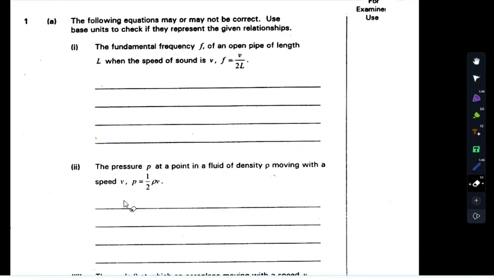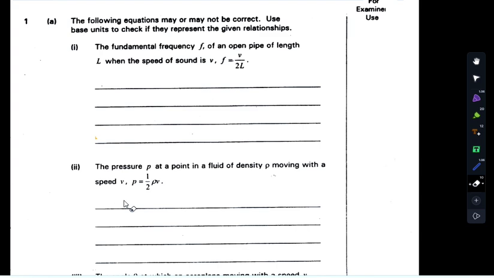All right, we are back again with some units here. Question on base units, that is, derived units and base units. The following equations may or may not be correct. Use base units to check if they represent the given relationships. The fundamental frequency f of an open pipe of length L when the speed of sound is v.